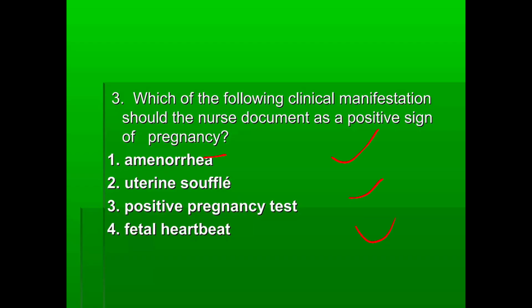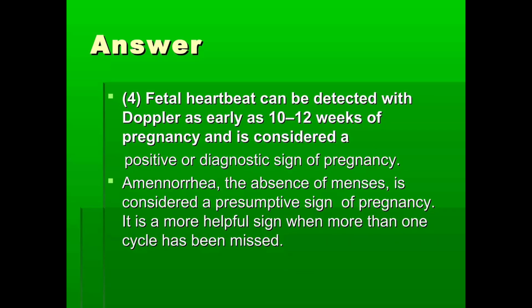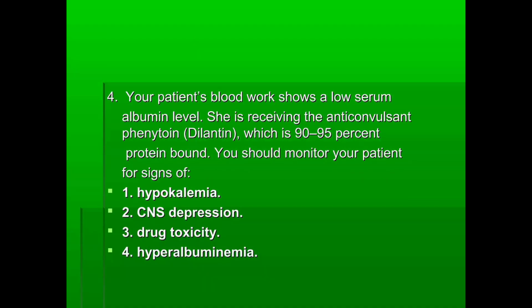Amenorrhea, this is presumptive, no? Uterine souffle, that is presumptive. But fetal heart rate, this is always positive. So we go for fetal heart rate. Let's look. Fetal heart rate can be detected by Doppler as early as 10 to 12 weeks of pregnancy. Amenorrhea, absence of menses, that's always presumptive. So if you've read the question and you know the answer, you can just select your answer and continue on, because the exam is timed. You don't have more time.